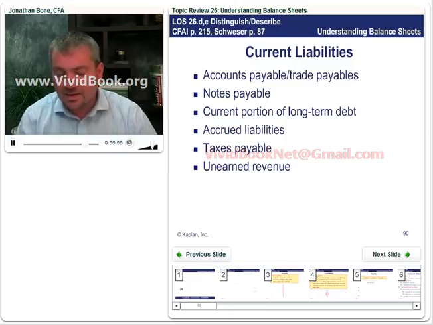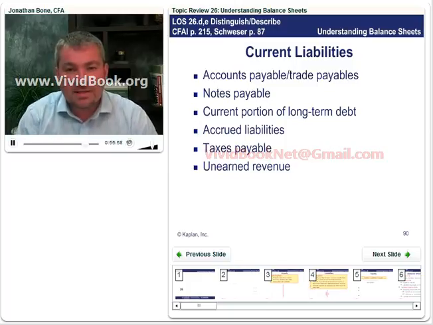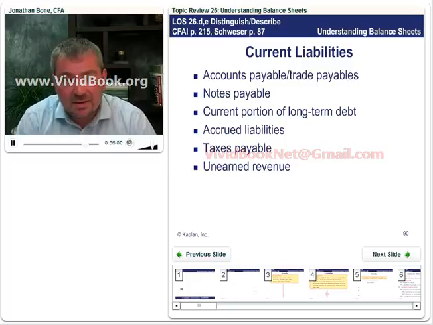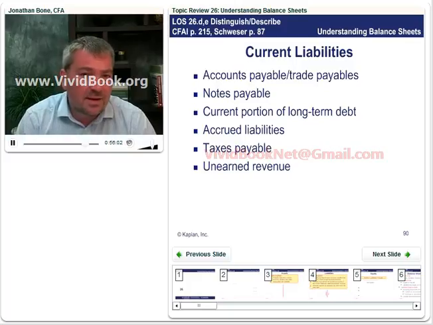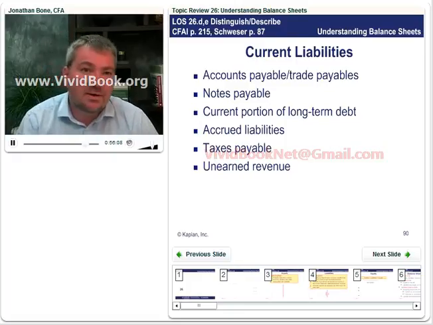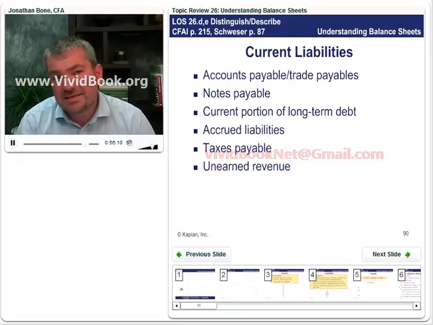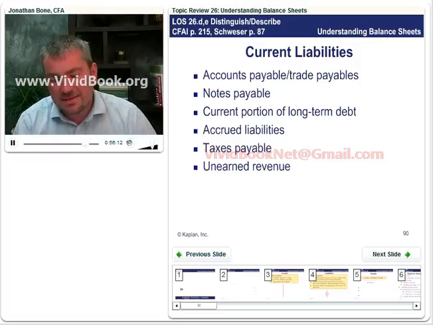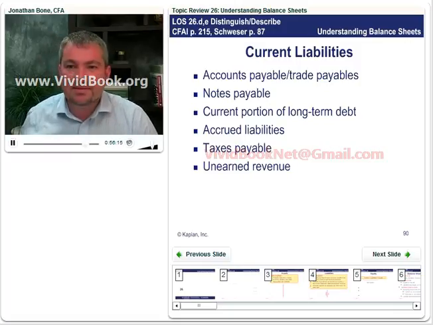And the final one, unearned revenue, where essentially a customer has paid you, but you've not yet met the revenue recognition criteria. So it can't go in as a sale, so instead it goes in as a liability. Once the revenue recognition criteria are finally satisfied, we eliminate the liability and report it as a sale in our income statement.